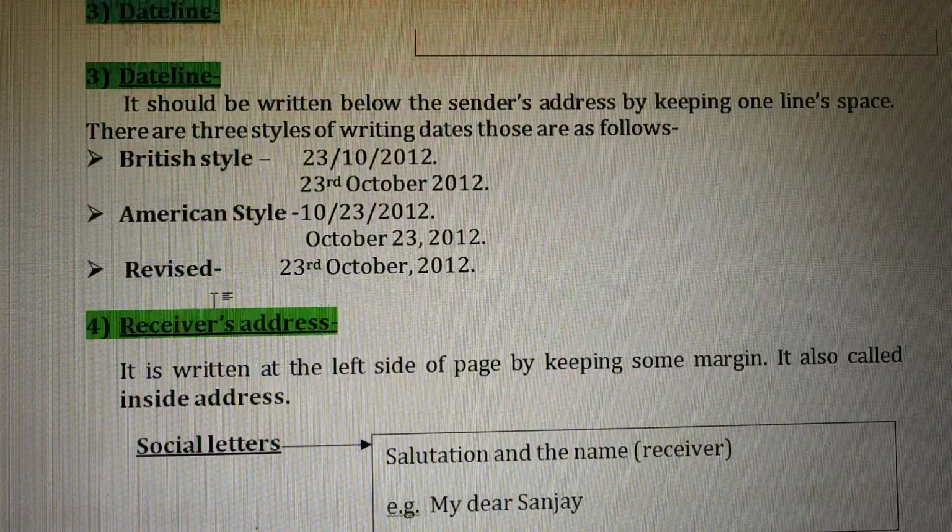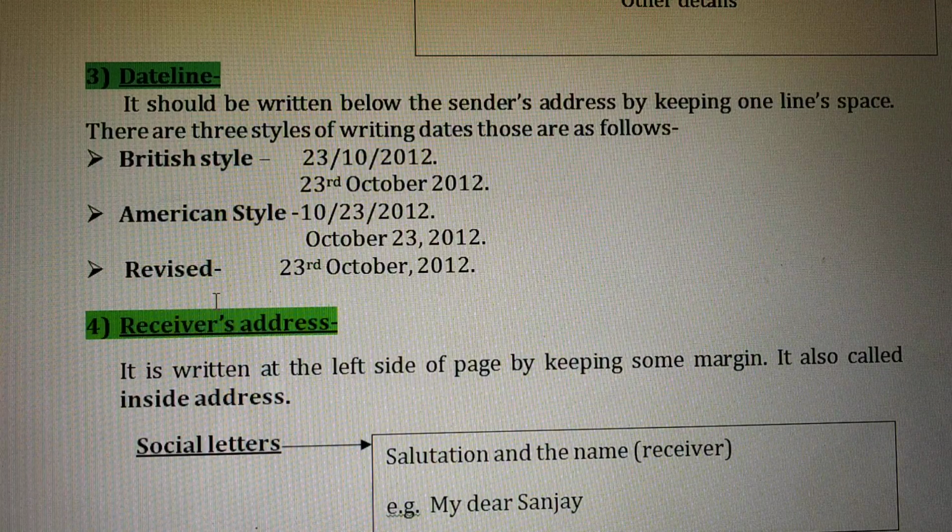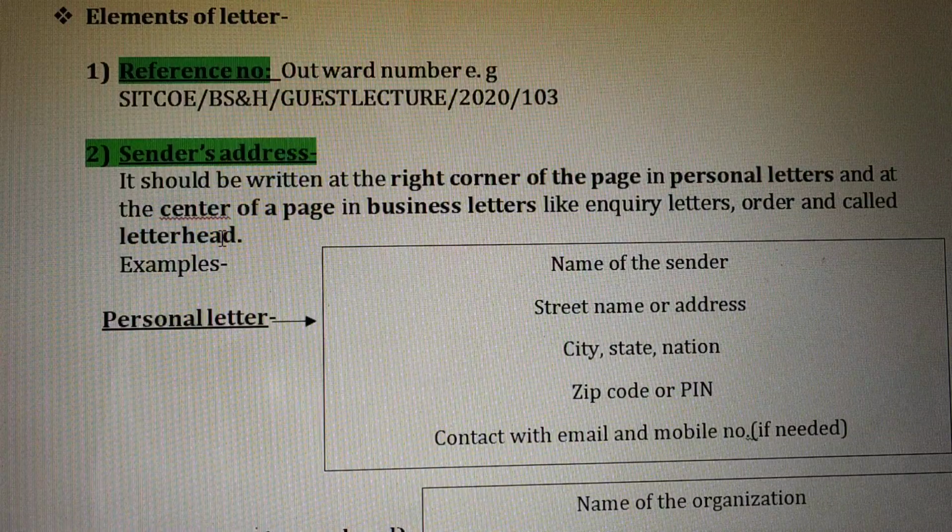Again, in short, we will see one by one. First, what is required? See, a reference number, then sender's address, then date, then receiver's address, then subject, reference, salutation, main body divided into three parts: introduction, details and request, then complementary clause, then enclosure. These are the elements of a business letter.